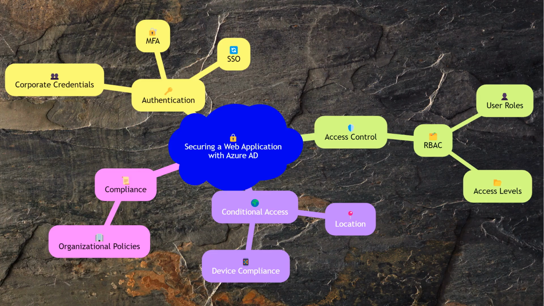Let's consider a case study where we secure a web application using Azure AD. The application requires users to sign in using their corporate credentials. By integrating Azure AD, we enable SSO and MFA, ensuring that only authenticated users can access the application. We also implement RBAC to control access to different parts of the application based on user roles. Additionally, conditional access policies are configured to restrict access based on device compliance and location. This comprehensive approach ensures that the web application is secure and compliant with organizational policies.